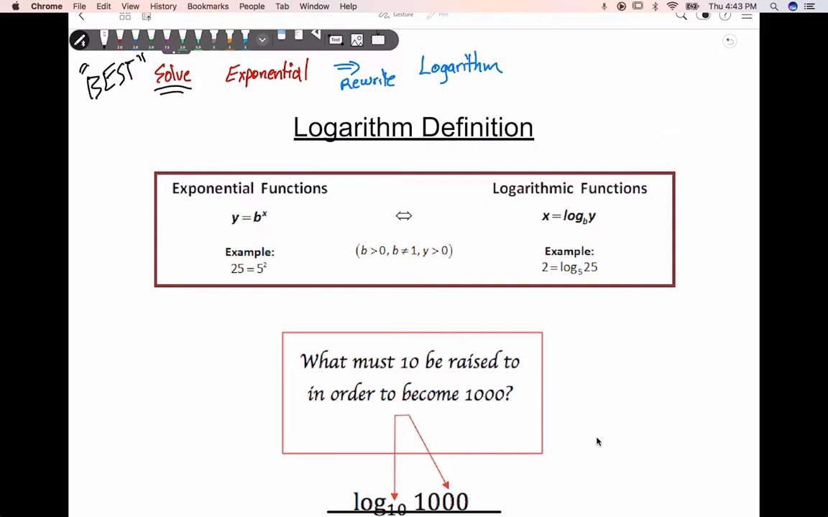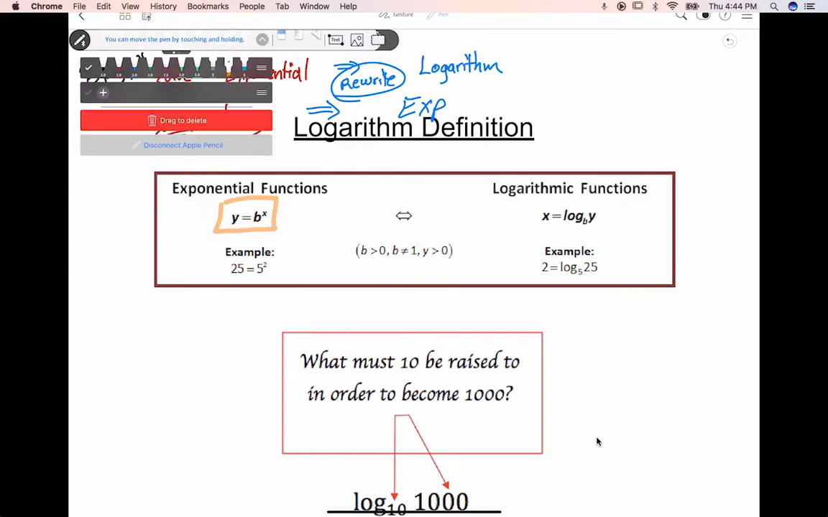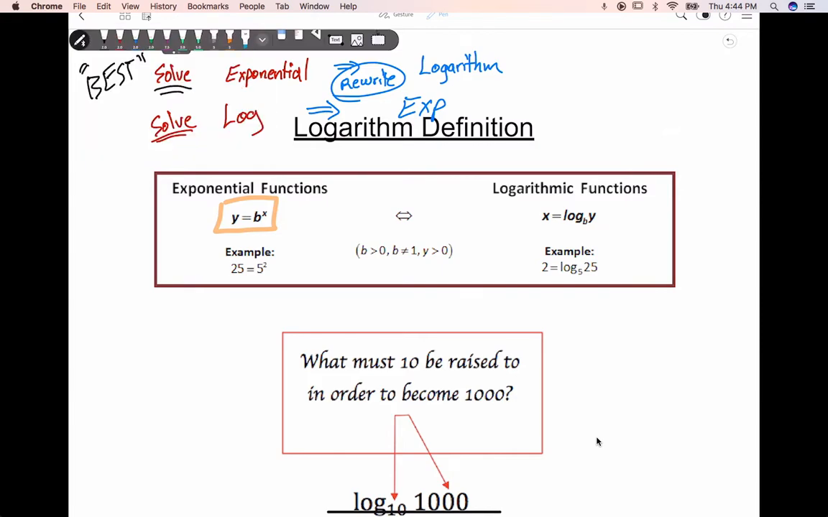Now, vice versa, if I was given a logarithmic function, then the best way to solve a logarithmic function is to rewrite it, there's that rewrite again, but this time into an exponential function. So, for instance, I have two forms. I have an exponential, y equals b to the power of x. And then I also have a logarithmic function where x is equal to log base b of y.